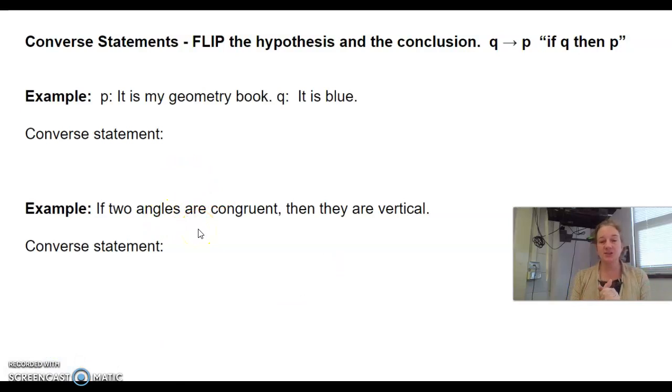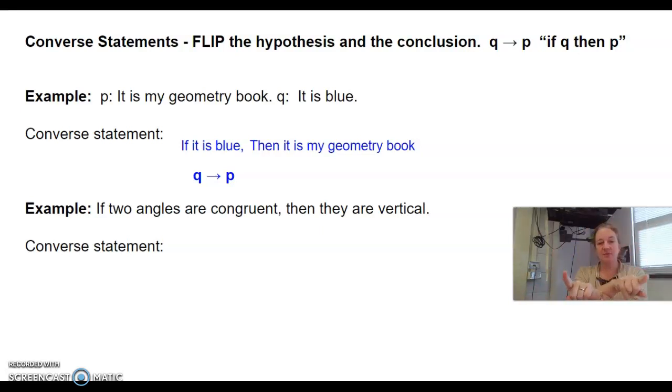Okay, so we talked about conditional statements, if, then. Now we're going to talk about converse statements, which is the opposite. You flip your hypothesis and your conclusion. So let me show you what I mean. This is my conditional statement. If it is my geometry book, then it is blue. So I flip it. If it is blue, then it is my geometry book. And that's P arrow Q. Okay? So now I'm just taking my two things and I'm flipping their order.